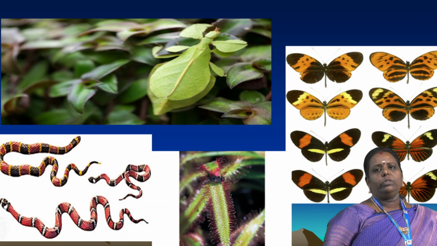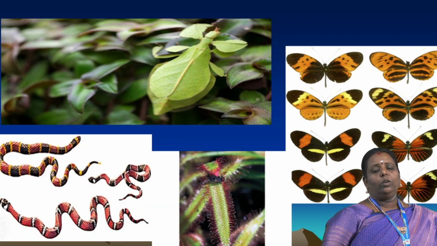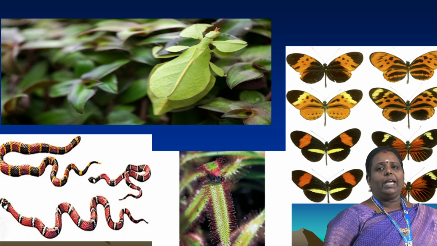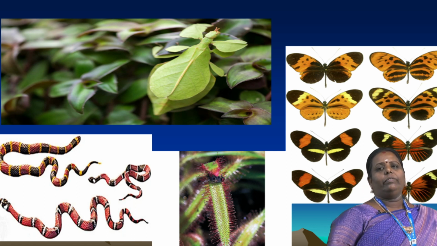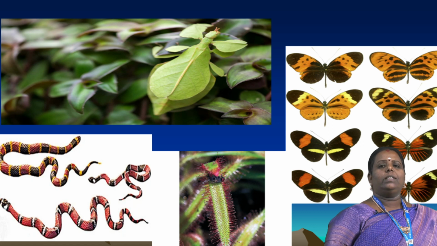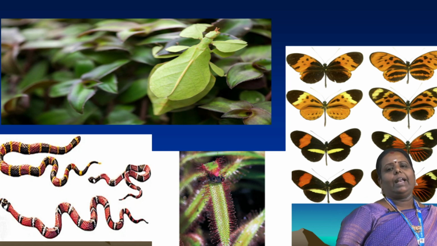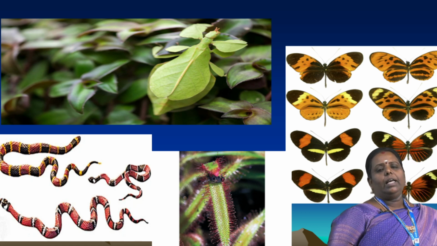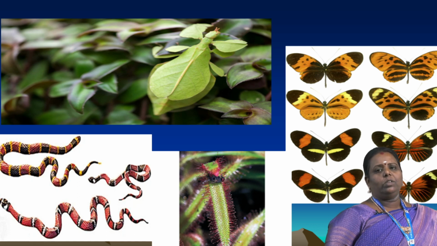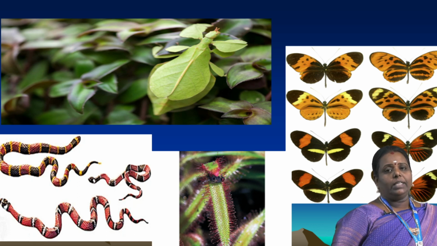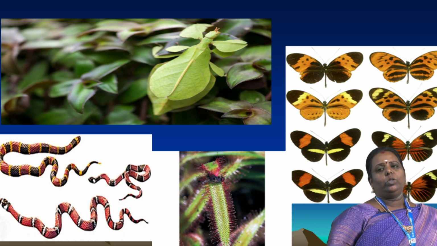The first picture shows a leaf insect that looks like a leaf in shape and color, but it is an insect. That is a very good example of mimicry. Next, snakes: one is a poisonous snake and another is a non-poisonous snake. The snake color is the same, but the character varies. As I already told you, same species but different individuals.